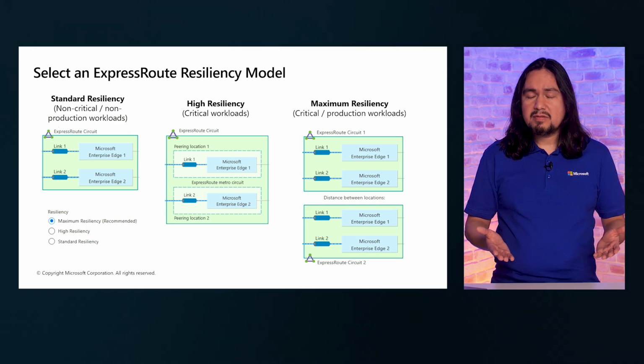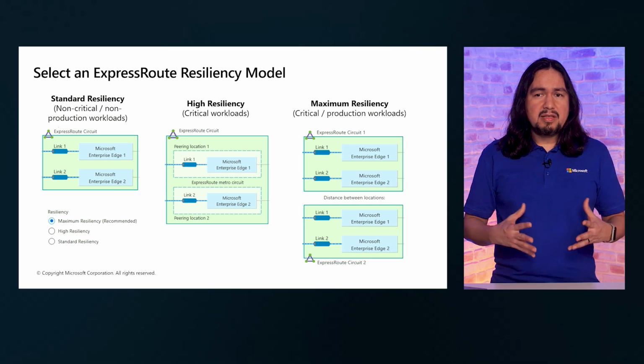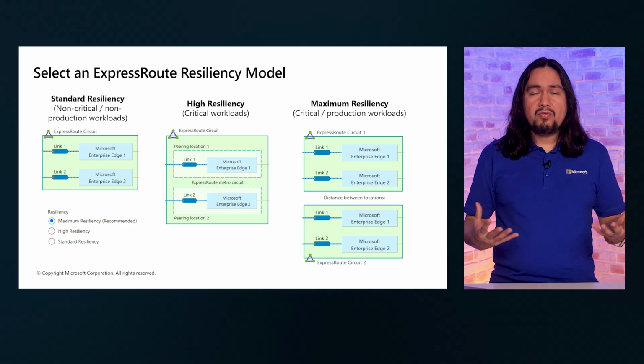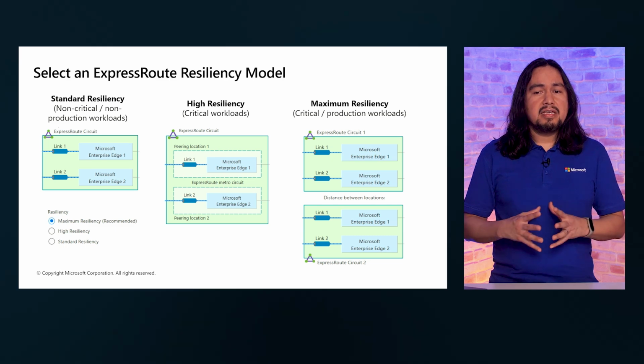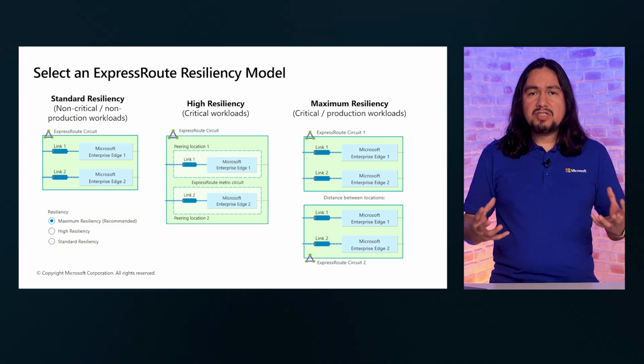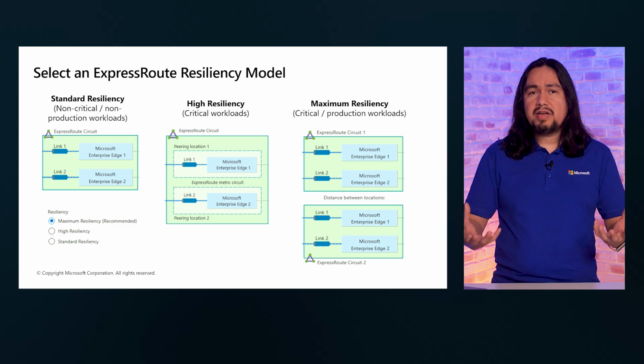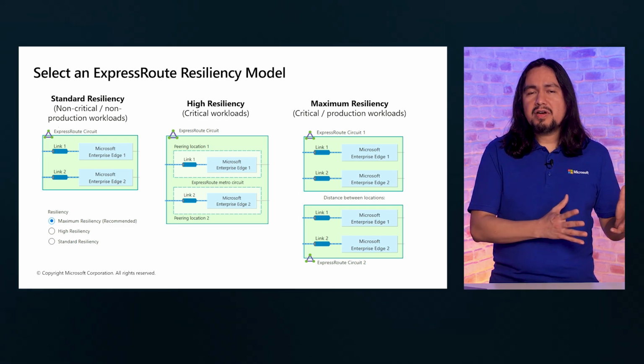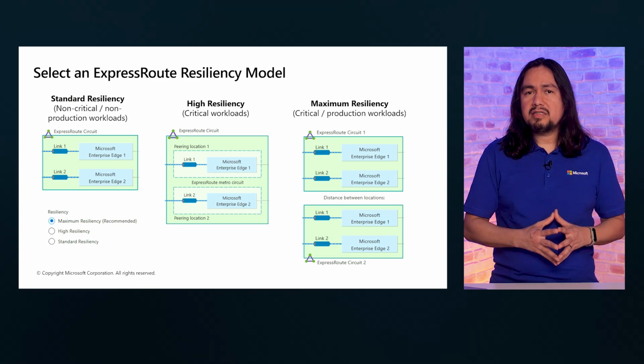availability for these links. And the last but not least, the maximum resiliency and recommended way to connect is that you're going to have different circuits connecting to different Azure ExpressRoute locations. It's like having two different standard configurations connected at once.